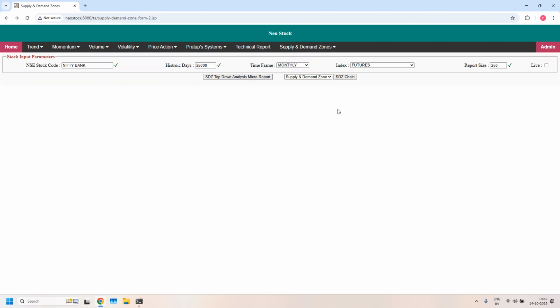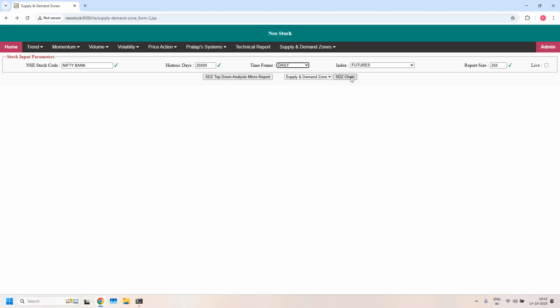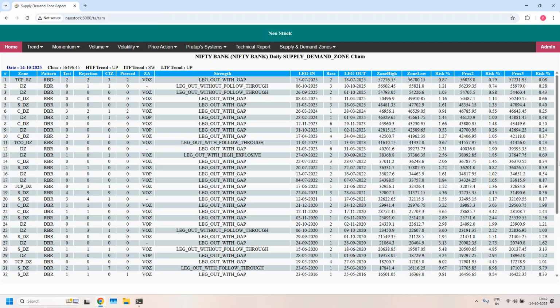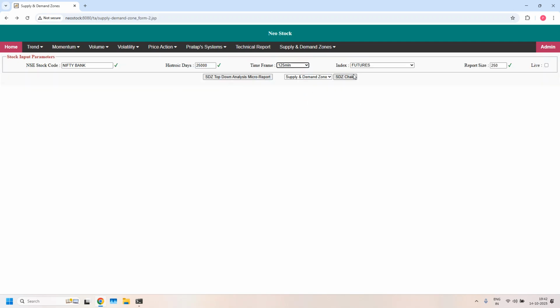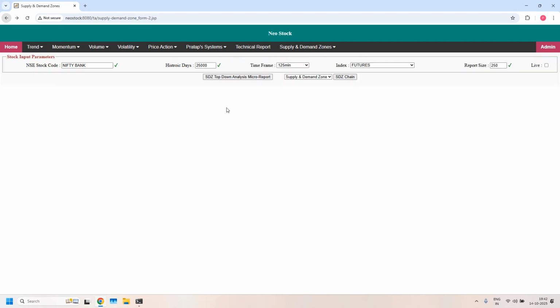Next, generating weekly supply demand zone chain for BANKNIFTY. Next, generating daily supply demand zone chain for BANKNIFTY. Next, generating 125 minutes supply demand zone chain for BANKNIFTY. Next, generating 75 minutes supply demand zone chain for BANKNIFTY.